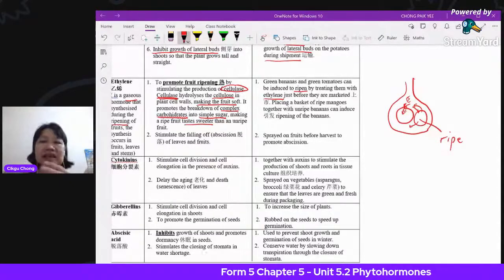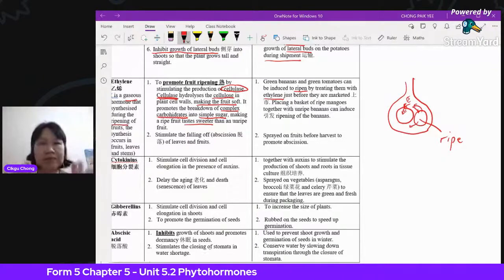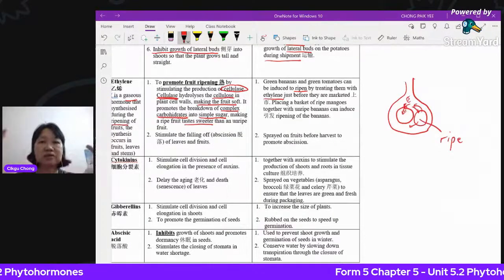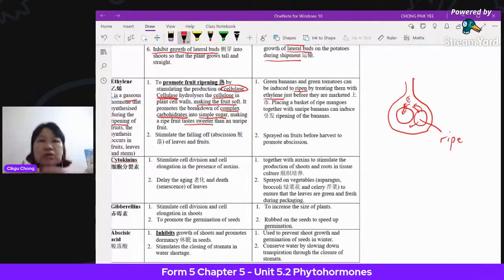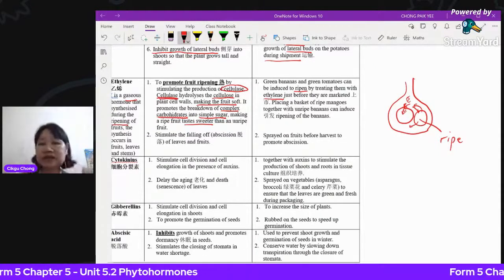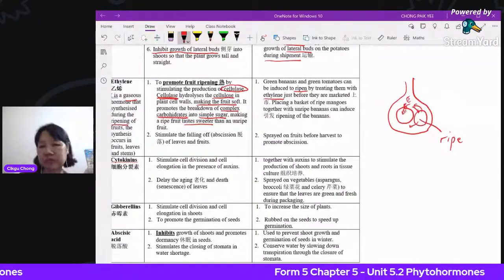It's actually what's going to happen. When you wrap it with newspaper, you are making the ethylene concentrated. It doesn't disappear into the air. It doesn't diffuse into the air. So when you wrap it, it's more concentrated. It will speed up the process of ripening. Okay, so that is the way to increase or speed up the process of ripening.